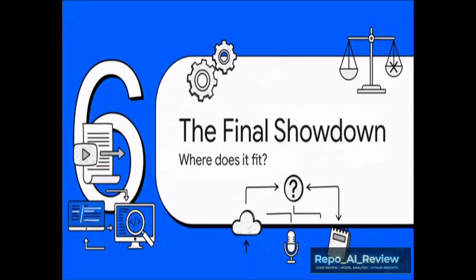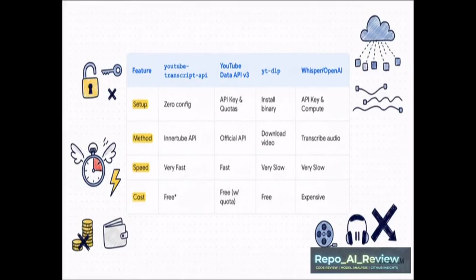Okay. So after all of that, when is this the right tool for the job? Because understanding its specific strengths and its weaknesses is really the key to using it effectively. This table really makes the choice crystal clear. Compared to the official API, setup is a breeze, and there are no quotas. And when you stack it up against tools like yt-dlp or AI transcription services, it's orders of magnitude faster and cheaper. Its sweet spot is pure speed and scale, for basically no cost, as long as you factor in proxies.